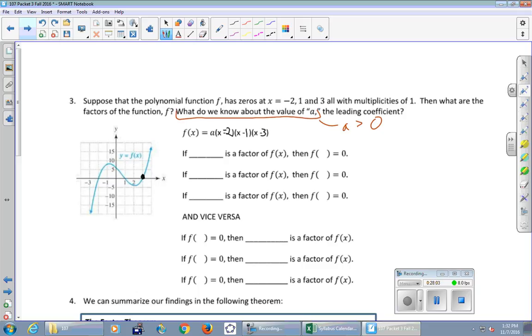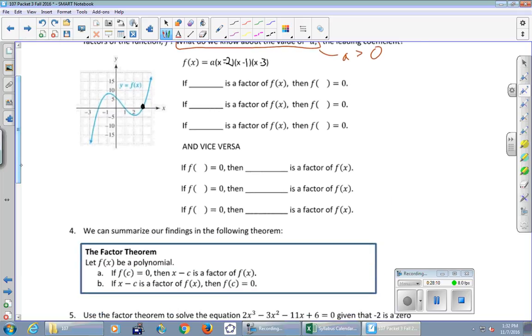Okay, so let's start filling in some of the blanks here. We're going to fill in the blanks, the vice versa part first. We were given that x equals 3 was a 0, meaning f of 3 was supposed to be 0. So right away that told us what was a factor? X minus 3. Got to be. The only way f of 3 is equal to 0 is if x minus 3 is one of our factors. Fill in the other two blanks right down there.